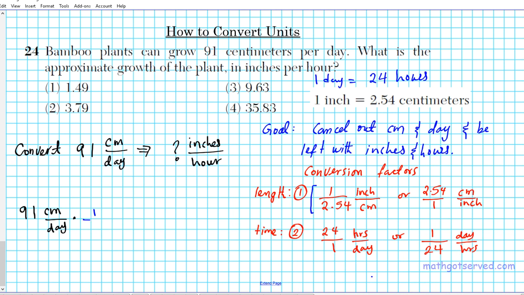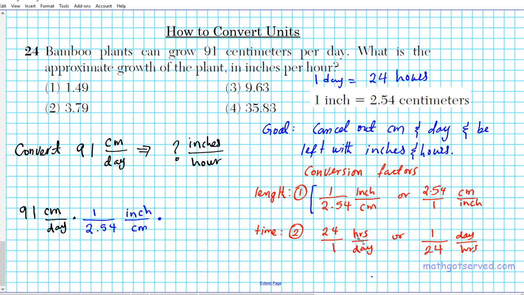1 over 2.54, if we configure it like this, and then we have inch per centimeters. See what happens. Centimeter and centimeter cancel out, and you're left with inches. Voila, that's exactly what we want. Yes. Okay, so this helps us accomplish our length conversion component. The other one is a time conversion.